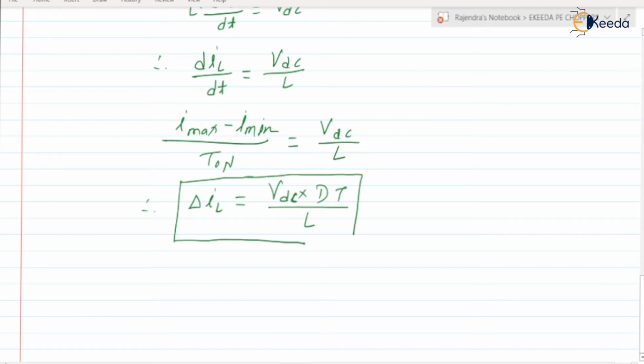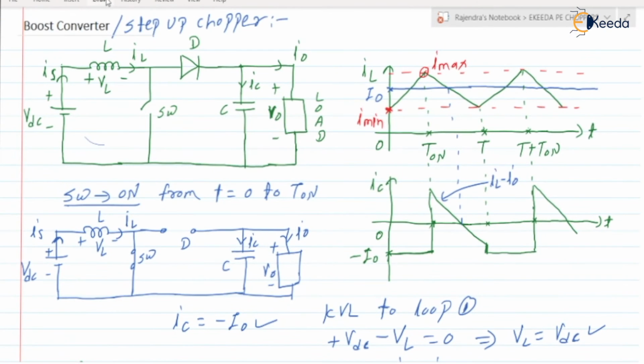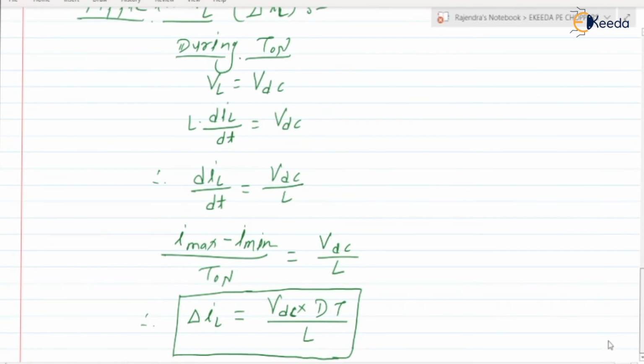That is the change in the inductor current, that is Imax minus Imin. So here delta IL means Imax minus Imin, this difference. This indicates the delta IL. You can write either capital IL or small IL. So this is the delta IL we're having. Are you getting the point? So this is about the ripple in inductor current.